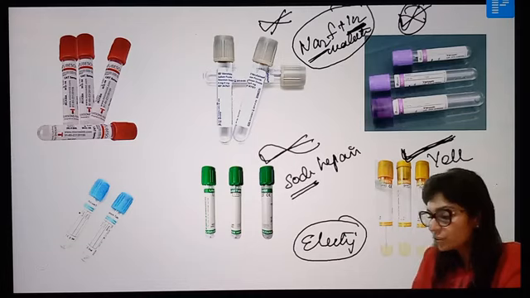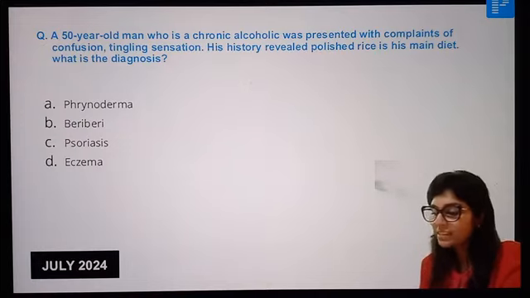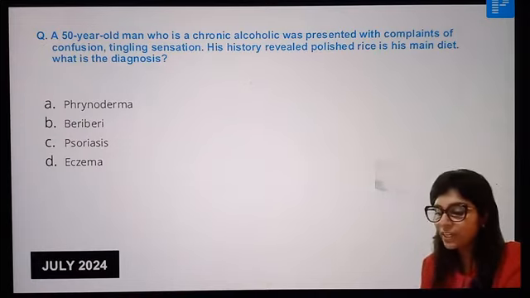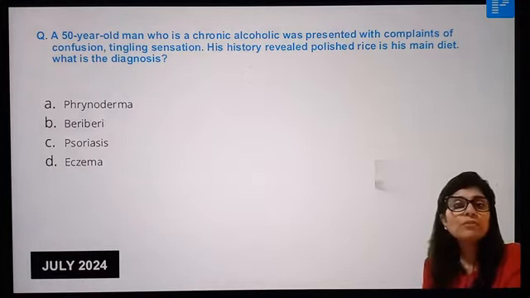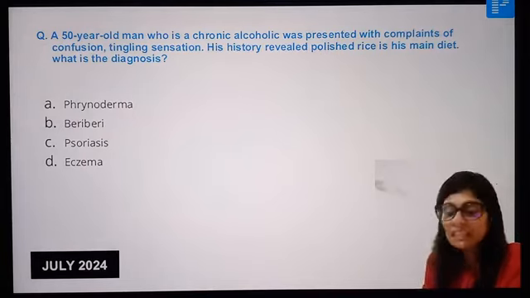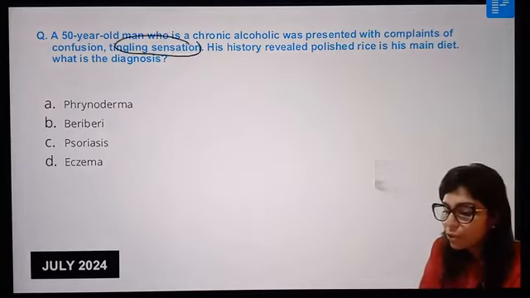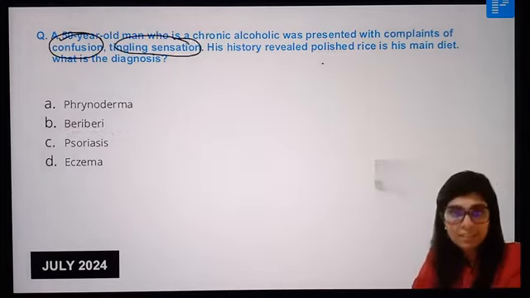Okay. So just today, fresh question this is. Answer this please. You know the answer now. A 50-year-old man who is a chronic alcoholic presented with complaints of confusion, tingling sensation, neurological manifestation is thiamine deficiency. His history revealed polished rice as his main diet.